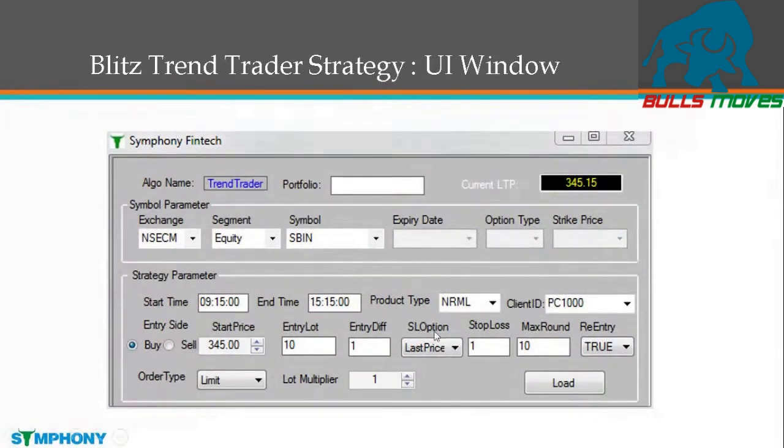So we have to mention the entry difference. So we have mentioned 1 rupee. Entry difference is 1 rupee. So every 1 rupee upside, it will execute your 10 quantities, buying 10 quantities.